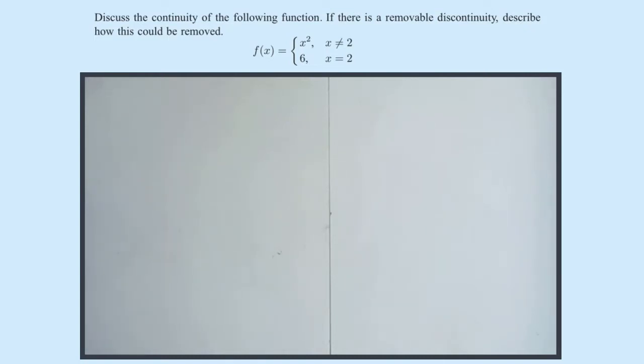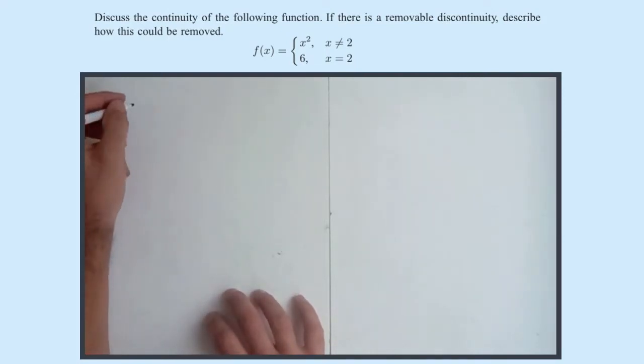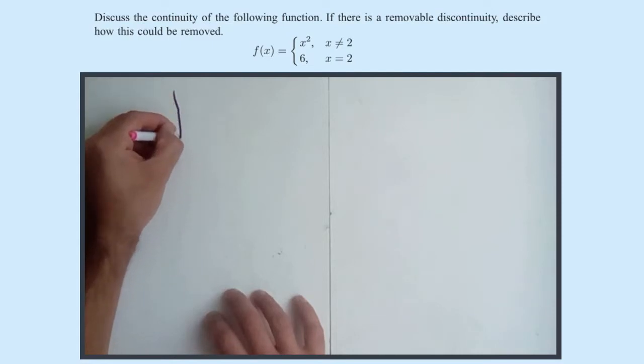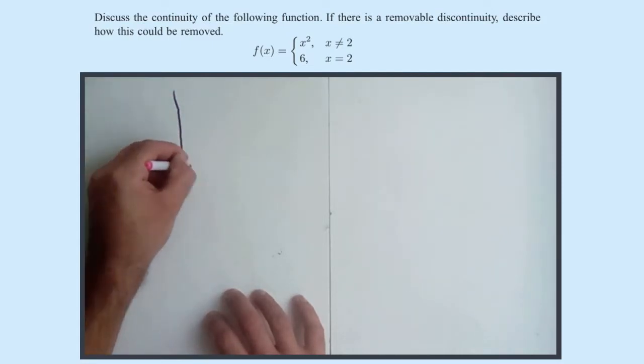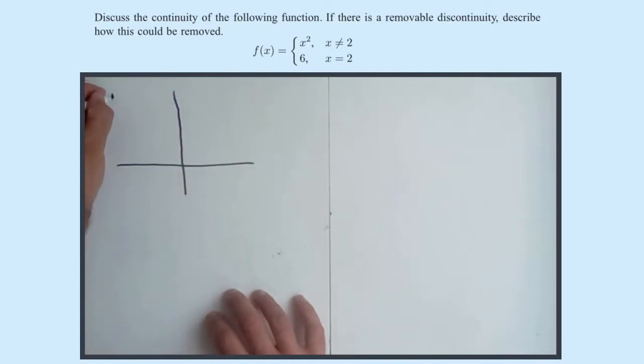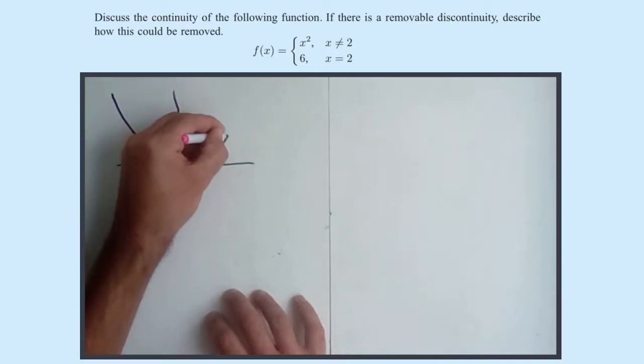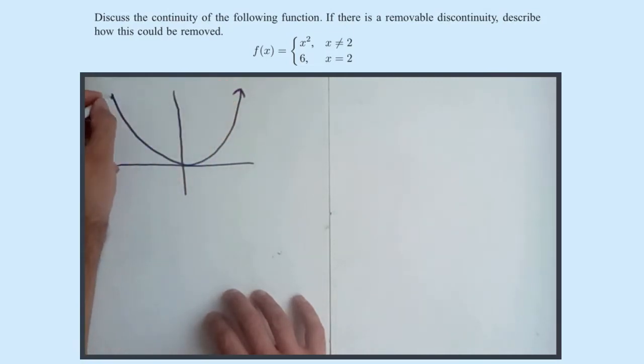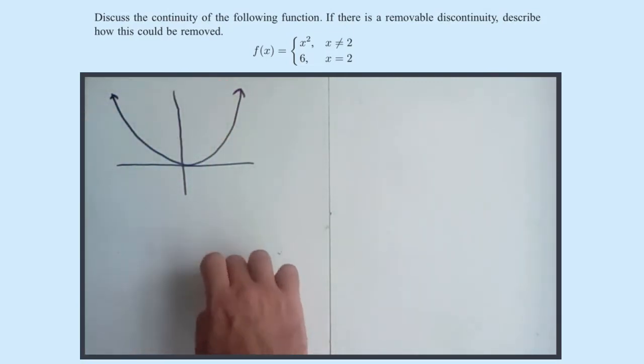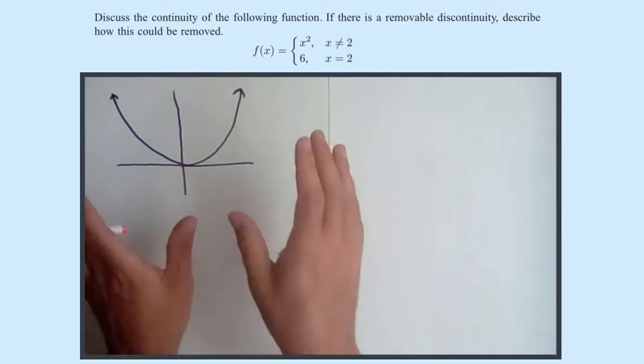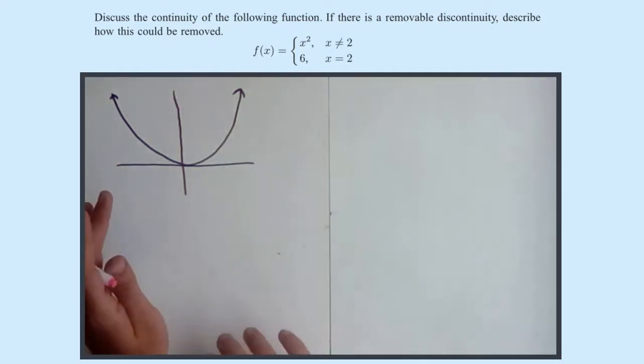So that is a strange type of graph. Well, let's try and draw it. We should all know what x squared looks like. So let's get some x's. So x squared kind of goes like this. And it's fine. This graph is absolutely fine apart from when x equals 2.